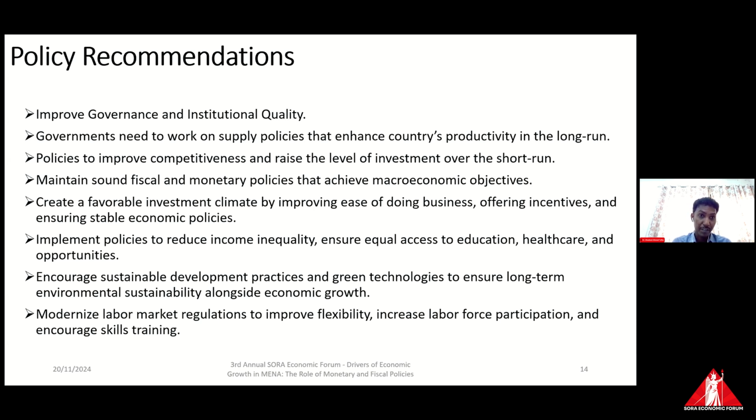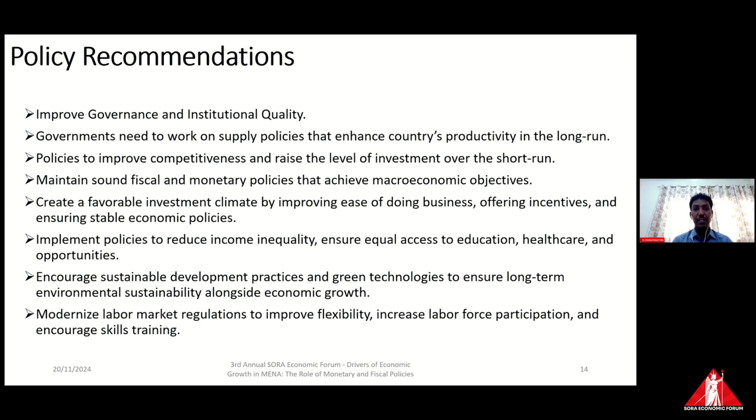The improvement of governance and institutional quality is a very important part. Unless we have this kind of reform, we cannot implement any rational policy or any sound macroeconomic policies. Governments need to work on supply side policies as well. But unfortunately, if we don't have good governance or very strong institutional settings, we won't be able to work on supply side policies that enhance productivity in the long run.